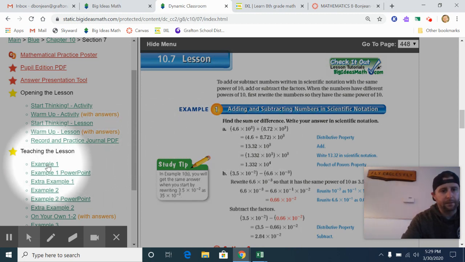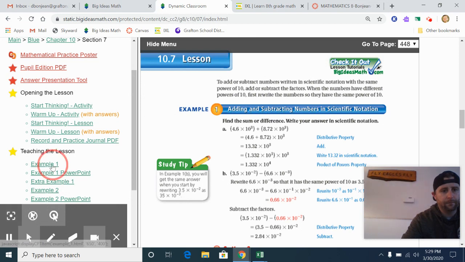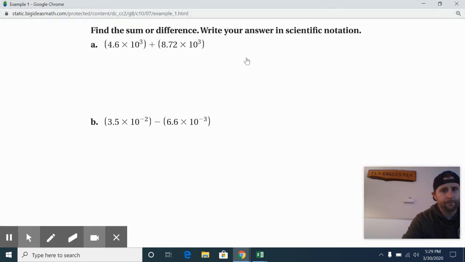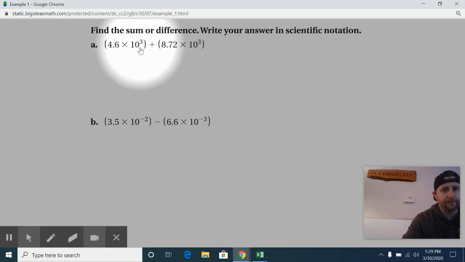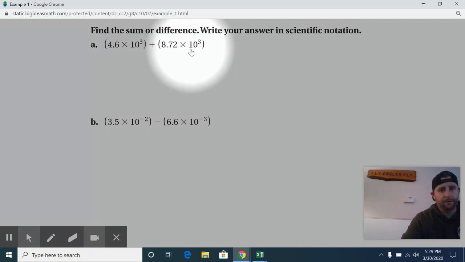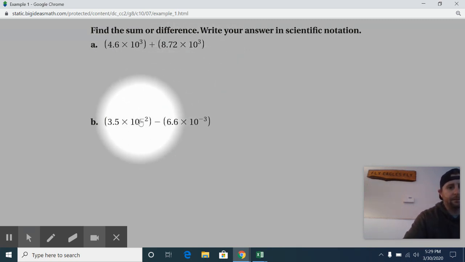So I'm going to show you what I mean by that. If we look at this first example, the first thing I'm going to look for is, do they have the same powers of 10? And in example A, they do. All right. So I'm going to show you this one real quick, and then we'll get into the next one, because what you should be noticing is they don't have the same powers of 10. All right. So something's different.